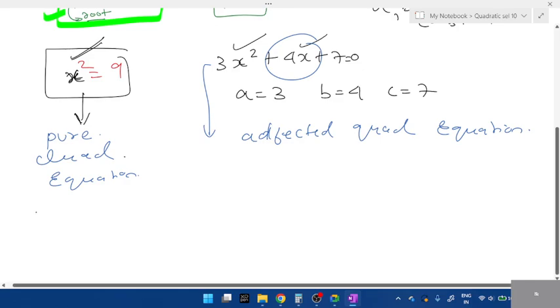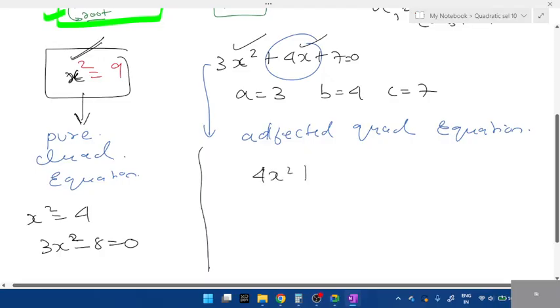Okay, examples for pure quadratic are x square is equal to 4, x square is 9, then 3x square minus 8 is equal to 0. Is any x value given? Any extra x value given? These are the examples. If I talk about affected, 4x square plus 5x is equal to 0, or 7x square is equal to 3x.